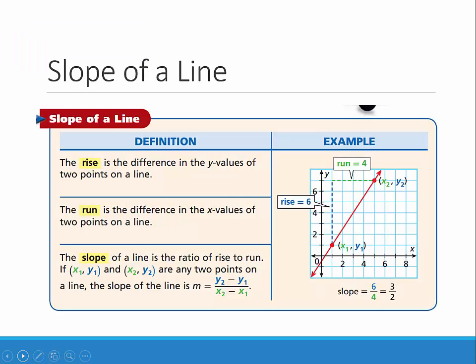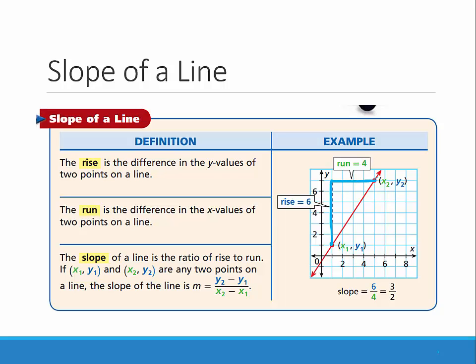Hopefully this will be some good review from algebra, but the slope of a line is defined as the rise divided by the run. Rise is the difference in y values. If you're looking at two different y values, it's how much you need to rise up to meet that other y value. And then your run is how far you go on the x-axis. This rise divided by run is your slope.